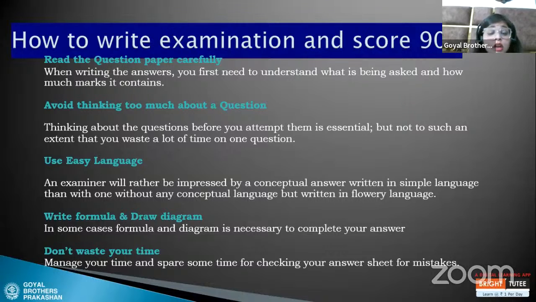One more thing that you should know is, you'll be getting internal choices. I told you now, there are 5 internal choices in the 2 markers, 3 markers, and 6 markers. Overall, we have 5 choices. So in the reading time, you can definitely decide which question you're going to attempt in the choices. Avoid thinking too much about the question. Thinking about the question is definitely essential, as I just told you, but do not waste a lot of your time on one question. If you're stuck on one question, just skip that part and move to the next question.